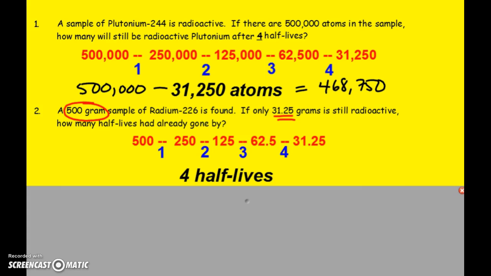And when you do that, 500 divided by 2, 250, divide by 2, 125, divide by 2, 62.5. And so you see after 4 times of dividing by 2, we get to the 31.25. So 4 half-lives have gone by.